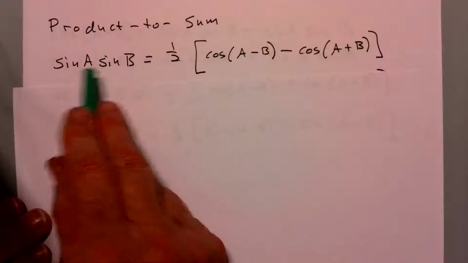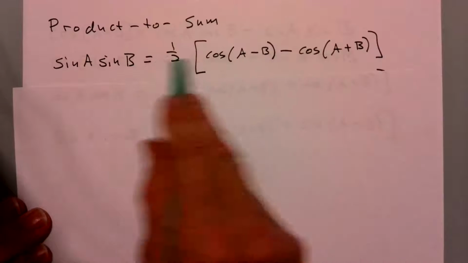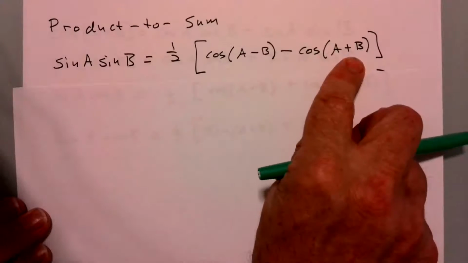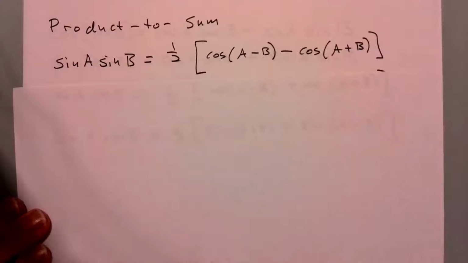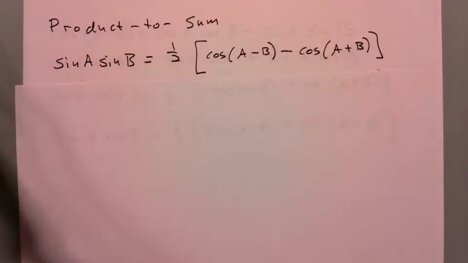I want to turn sine A times sine B into a sum of two things: this minus this, times a half. So it's a difference, but of course, we can think of a difference as a sum by adding a negative. So that's our first rule that we're going to deal with. And I would like to prove that if I can. So before I give you the rest of the product to sum identities, let's try to prove that.